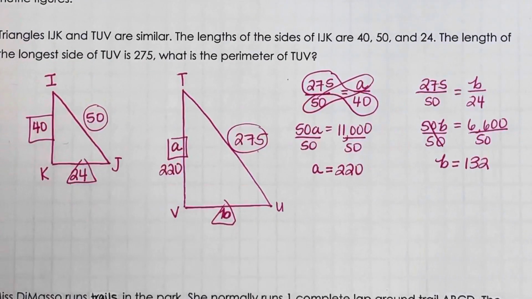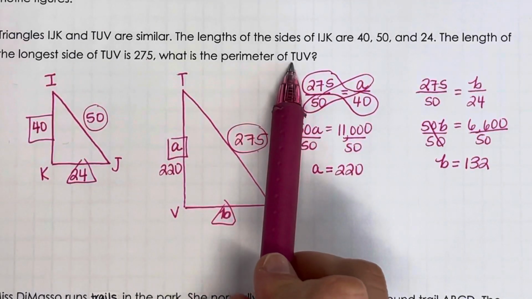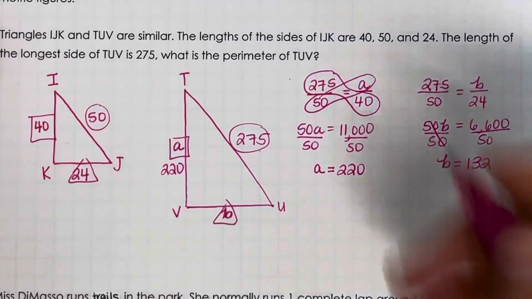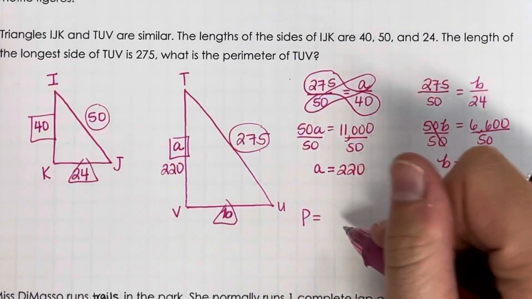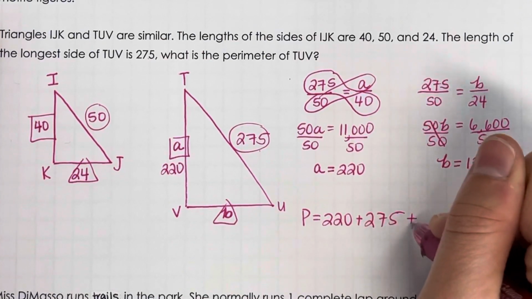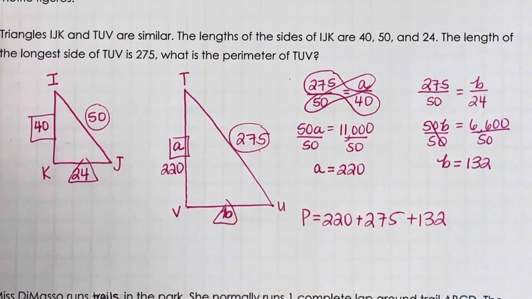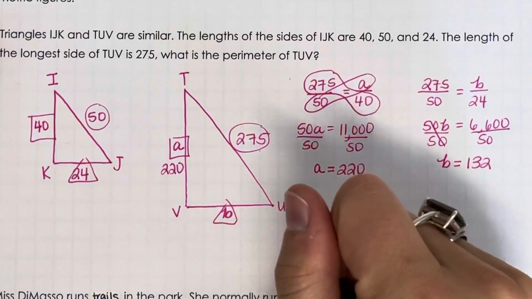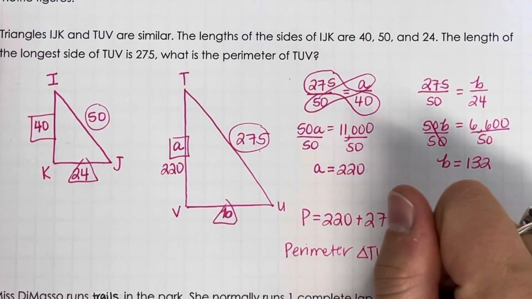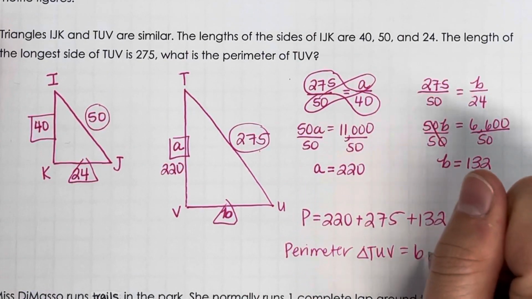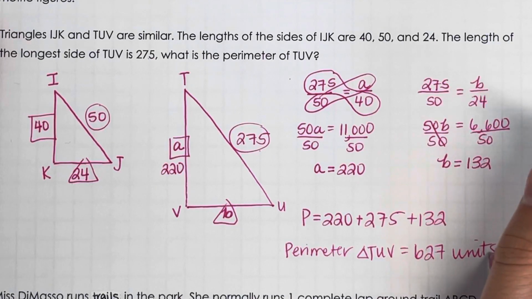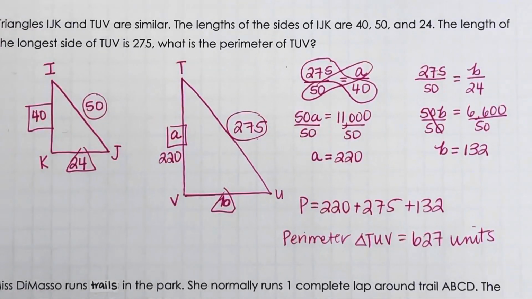So now the last step is to find the perimeter of TUV. So I'm just going to add up all three of the sides together to get my perimeter. So my perimeter is 220 plus 275 plus 132. So if I add all those together, my perimeter of triangle TUV is 627 units. I don't know what the units are, so I'm just gonna put units. And that's my final answer.